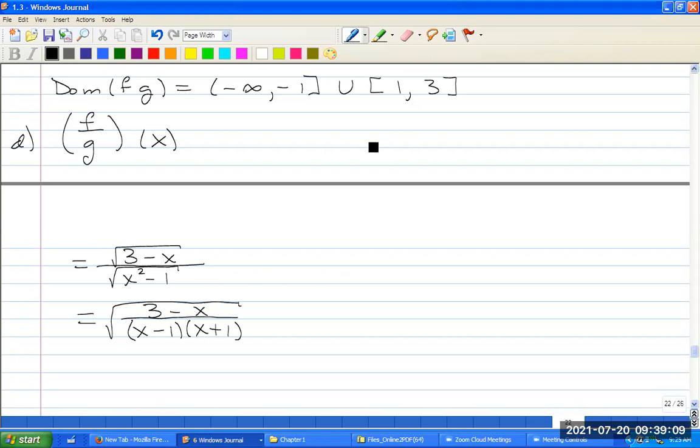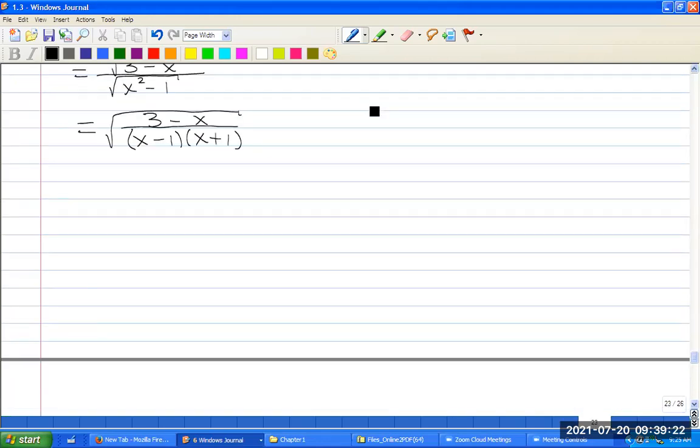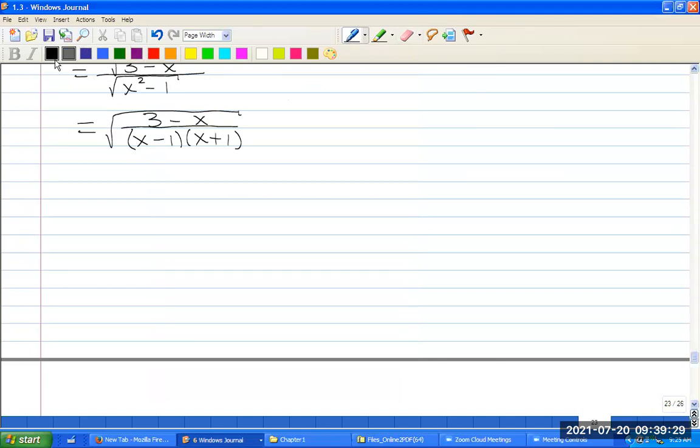But maybe I will act as if I don't know that. So let me act as if I don't know that, that all I have to do is erase these 2 and put parentheses there. So let's find a domain. So to find the domain, let's find the critical numbers.